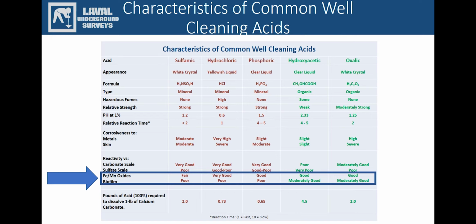Hydroxyacetic and oxalic acids are listed as moderately good acids at cleaning biofilms. There are differences between the two acids, though they're both good at treating biofilms. You'll notice the differences in the rows listed above. Hydroxyacetic is a fairly weak acid, but cleans biofilms and scale well when combined with a chemical like sulfamic acid. Oxalic acid is a moderately strong organic acid, but just like hydroxyacetic, it'll need a scale inhibitor when treating both scale and biofilms. These organic acids are not meant to treat both biofilms and scale at the same time.